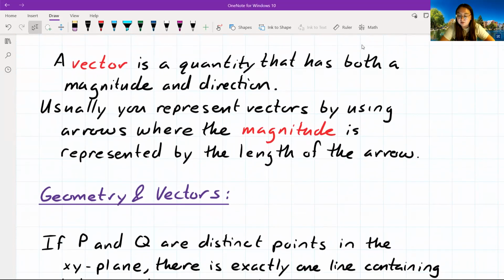So a vector is a quantity that has both a magnitude and a direction. Usually you represent vectors by using arrows where the magnitude is represented by the length of an arrow.